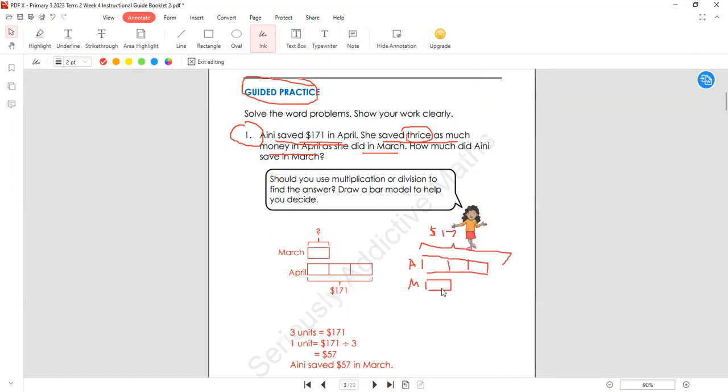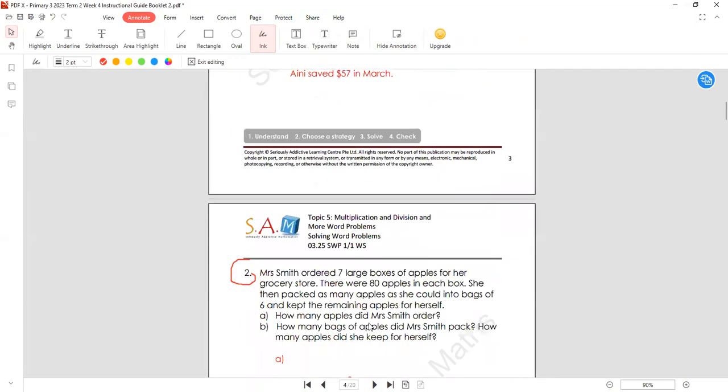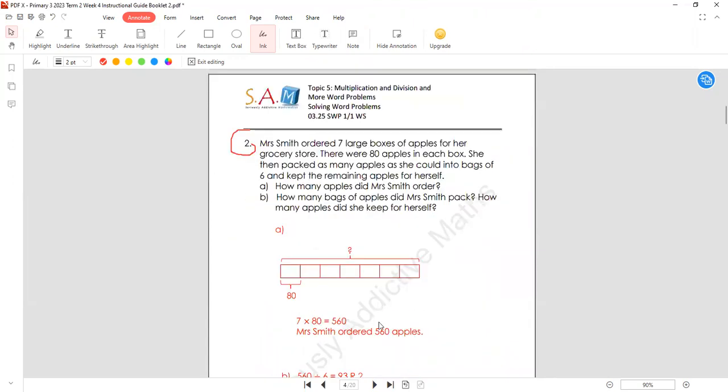And then the question is, how much did you save in March? So let's see, right? 3 units. Please get them to write this out now. Instead of just 171 divided by 3, I would like you to do this so that they understand the steps well. Okay, so 1 unit equals, as mentioned, what is indicated here. So March is 1 unit, so therefore I save $57 in March.